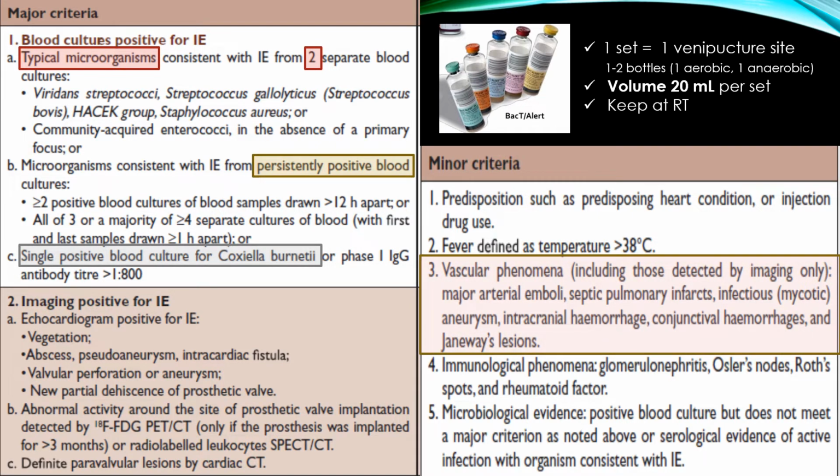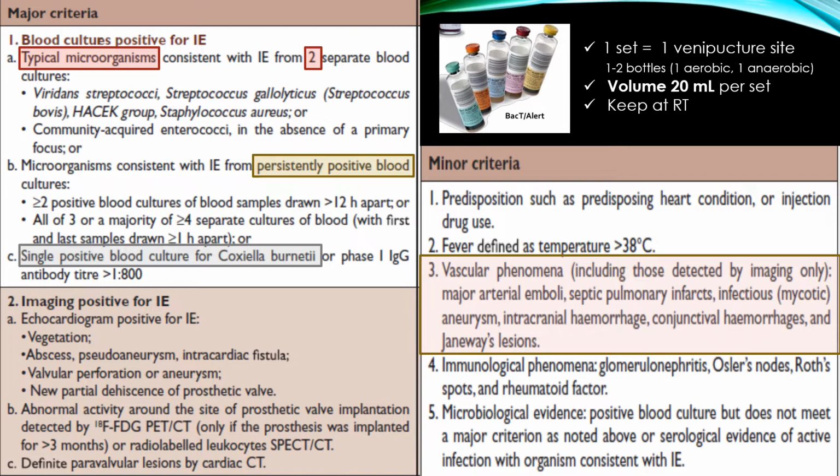About the imaging positive for endocarditis, the most common is vegetation, but in fact the other signs can be counted as imaging positive for endocarditis. This aspect you should learn from the cardiologist. This is from echocardiogram, but the other imaging modality is the PET scan or CT. This is the major criteria.